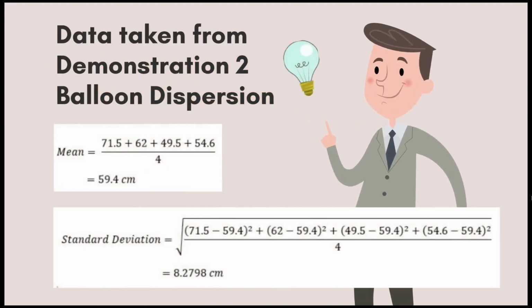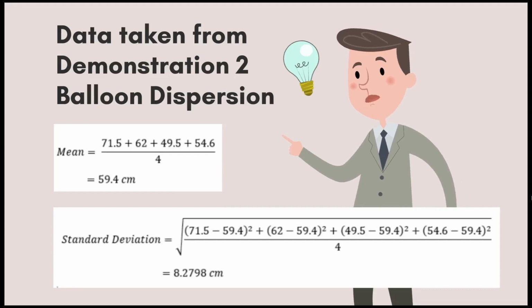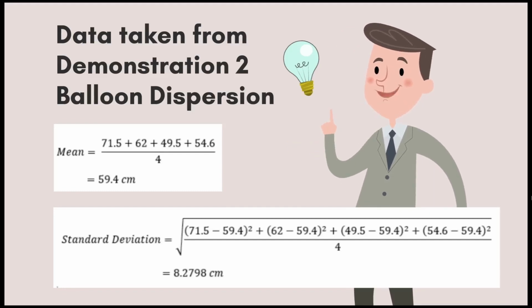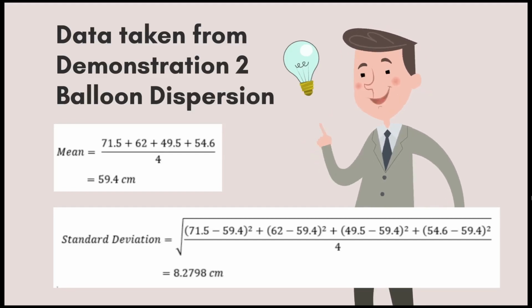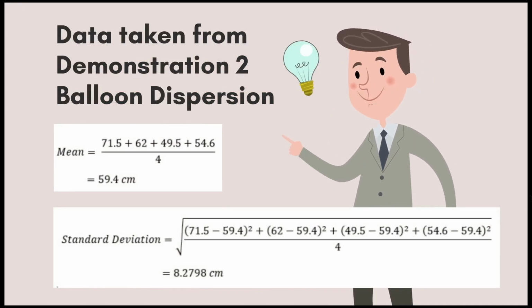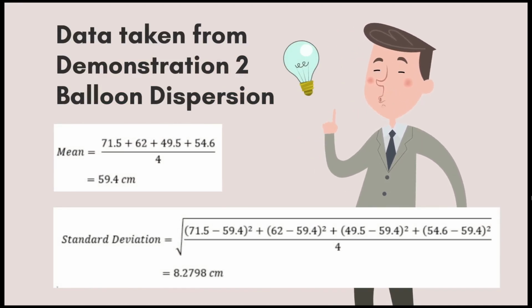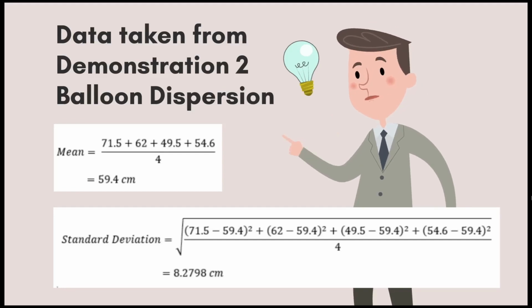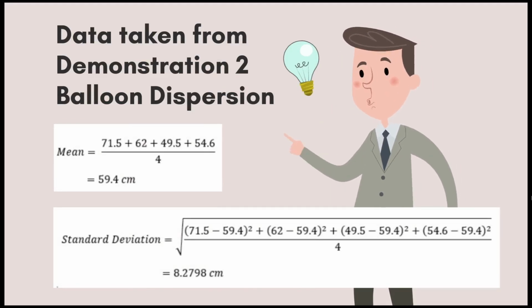From demonstration 2, we first need to calculate the mean. So how to calculate the mean? First, we take the circumference of all balloons, then divide by the number of balloons, which is 4. We will get the mean is equal to 59.4 centimeters.